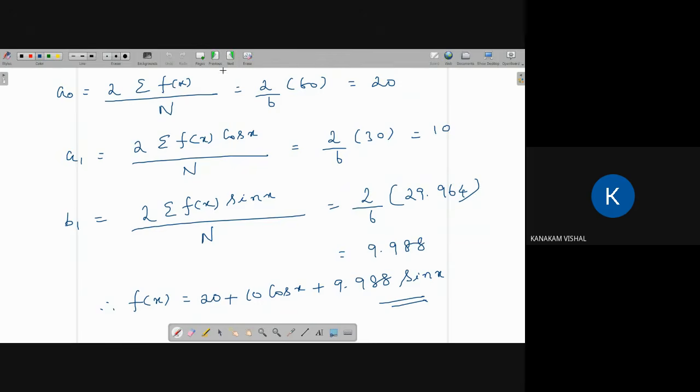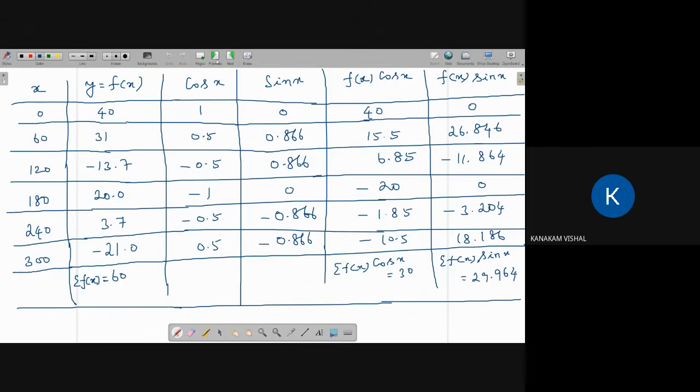When the angle is 0, 180, and 360, it works only for those. But for the other values it shows an error. It is showing 10 extra, sir. It is adding 10 extra. Yeah, I agree with you.